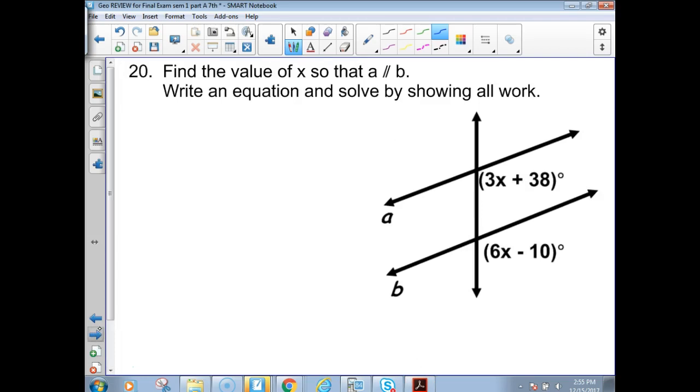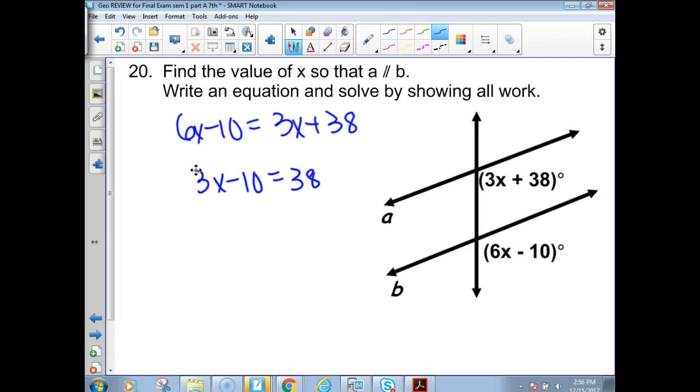Okay, number 20. Find the value of x so that A would be parallel to B. If A would be parallel to B, then these angles would need to be congruent corresponding angles. So 6x minus 10 would have to equal 3x plus 38. Subtract 3x from both sides, you would get 3x minus 10 is 38. Add 10 to both sides, you get 48. And then divide by 3, and we would have an x of 16.